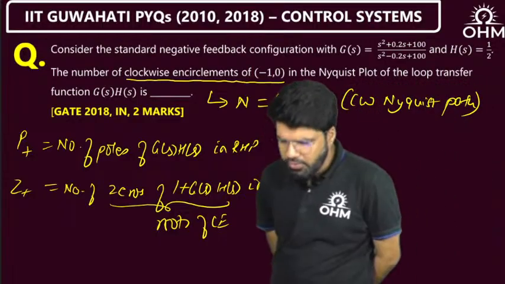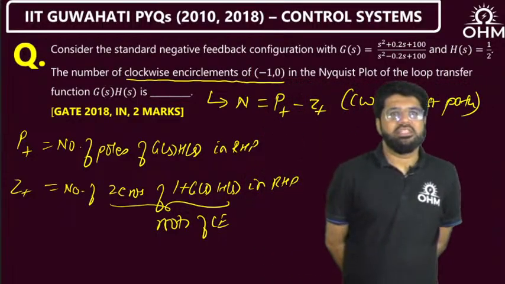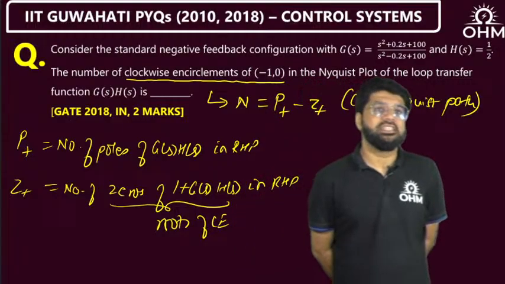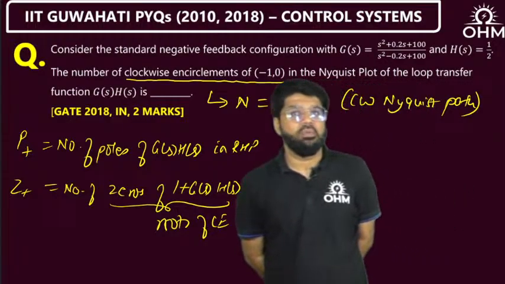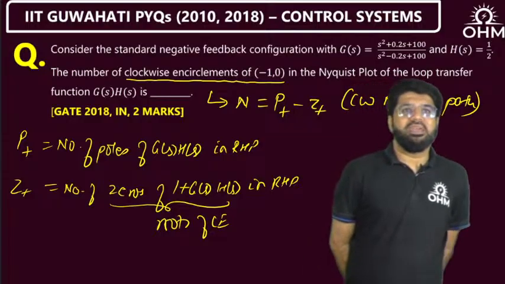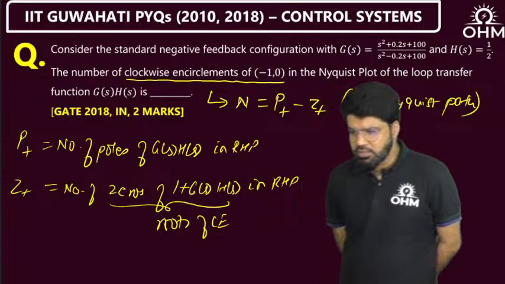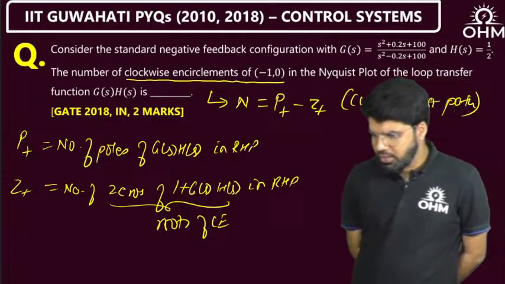So let's solve it now. Everything is given. It's not that you start drawing the Nyquist plot of G(s)H(s) and then see how many encirclements. That will become lengthy. Just by using the Nyquist stability formula, you can get the answer.